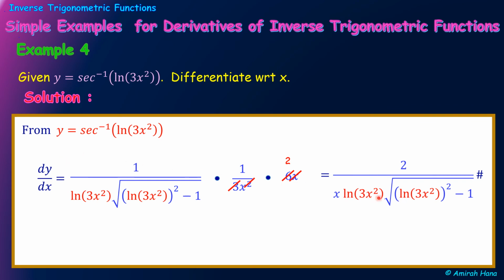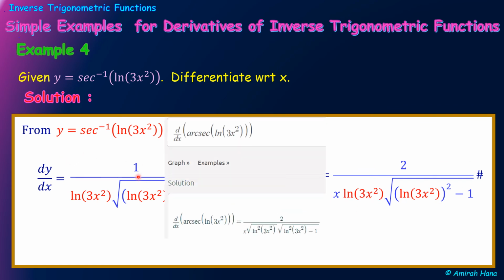Alright, we can check the final answer using symbollab.com. When we differentiate using symbollab.com, we use the command d over dx to differentiate. And to differentiate inverse sec, we must use the command arc sec, and then in brackets, ln 3x squared. After we press enter, the answer gives 2 here over x here, and then the square root of ln squared 3x squared minus 1.